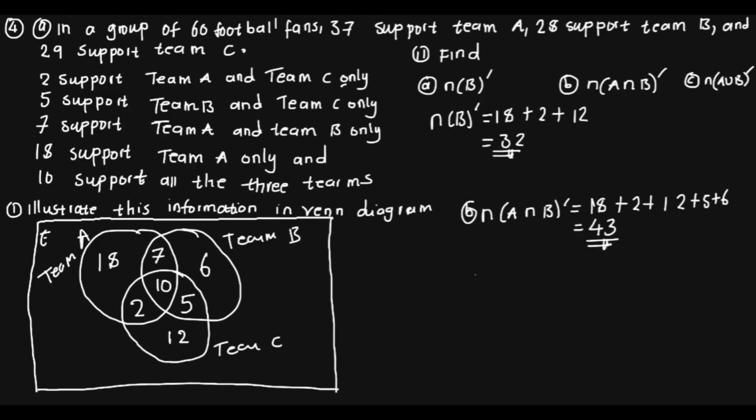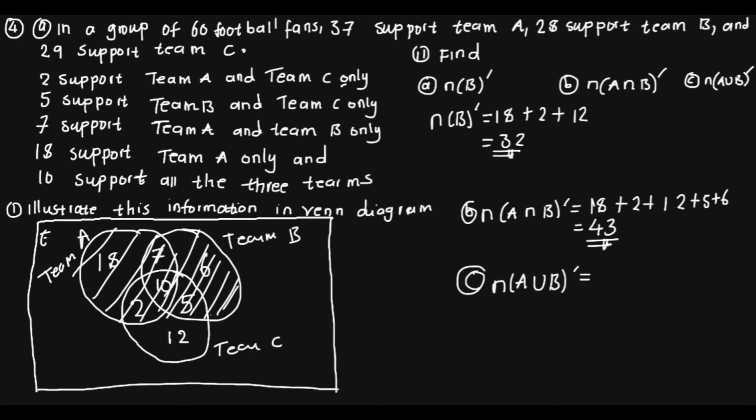Okay, now we can move on to C. Question C. So it's number A union B complement. So union is just the combination of those two sets. So we want to combine A and B. So if we combine A and B, let's remove A and B, everything in A and also everything in B. So we can see that we only have 12. So this is our answer.